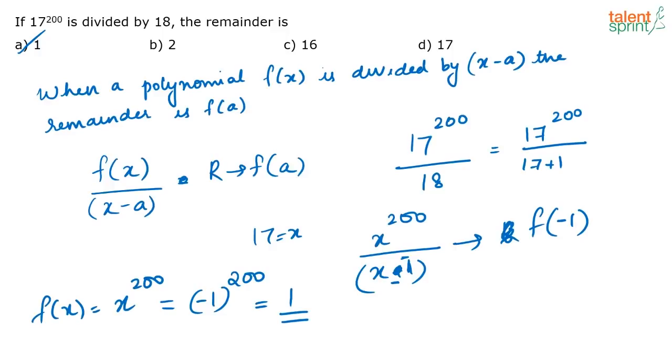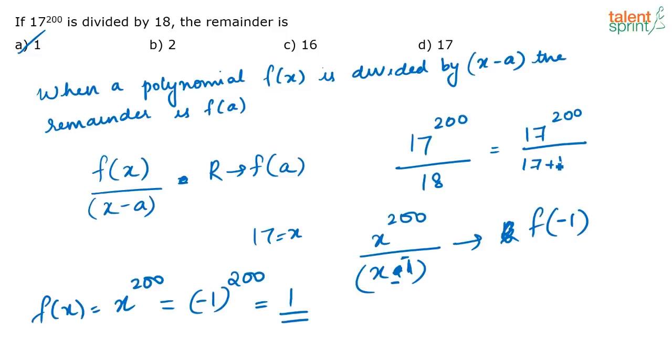See, whenever such a question comes, you have to remember this remainder theorem. When you are dividing a polynomial f of x by x minus a, your remainder is going to be f of a. So here you have 17 to the power 200 divided by 18. So that is equal to 17 to the power 200 divided by, I am trying to represent the denominator in terms of the numerator. So I can write this as 17 plus 1. Correct? So that is how 18.